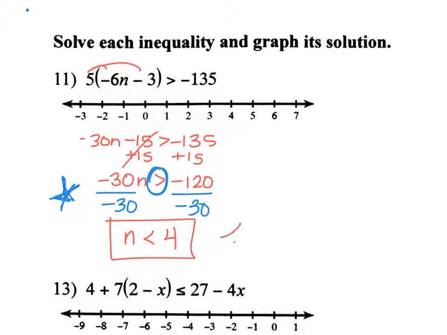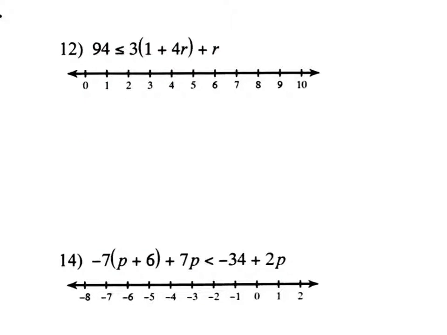So when I go to graph that, I need to remember that this is open and it's going to be to the left. So I'm going to make an open circle on 4, and I want to shade the number line to the left. All right, again, we're going to distribute first.